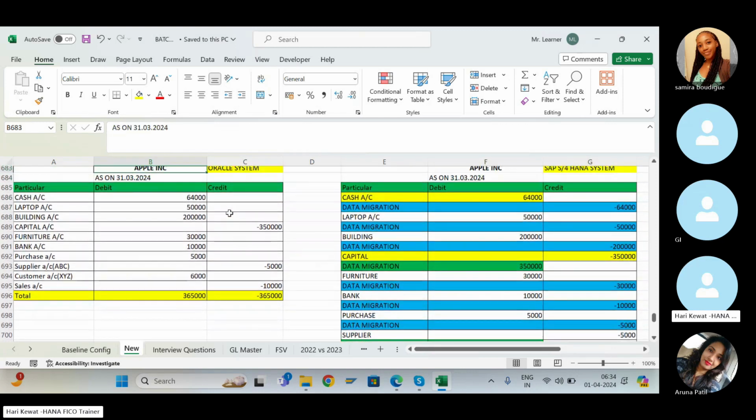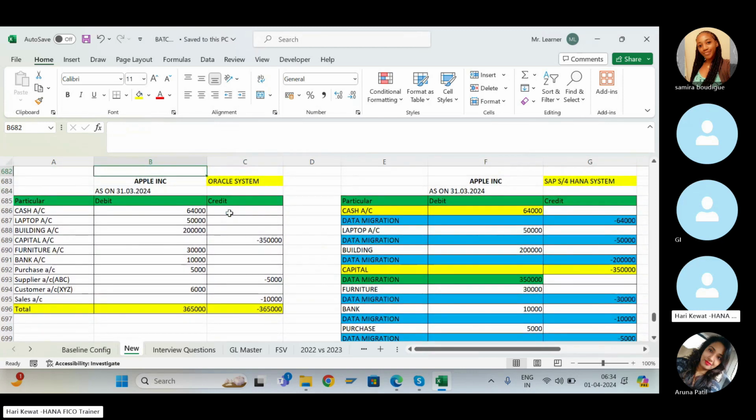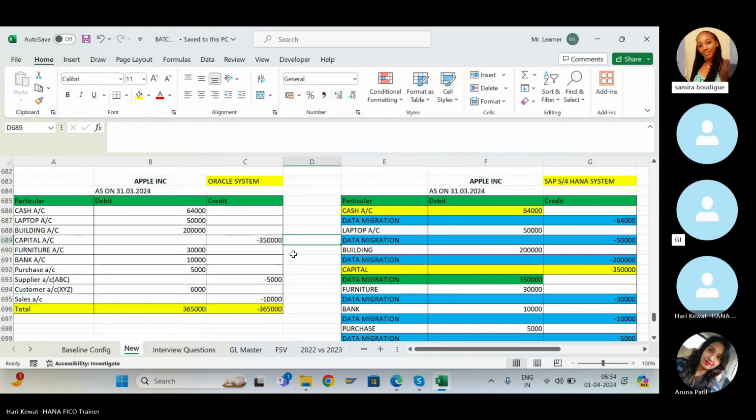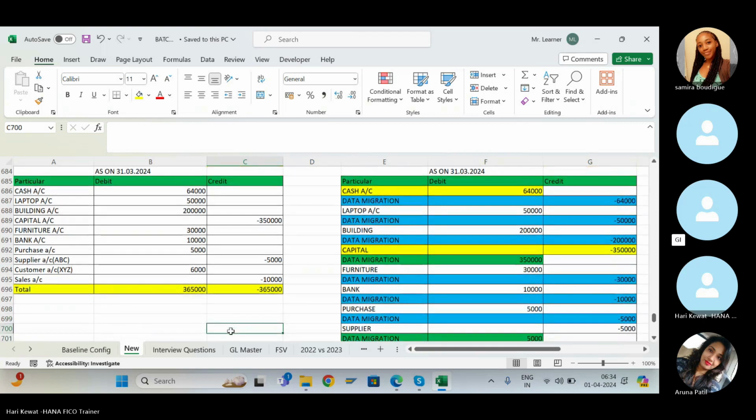Is it clear, everyone? You're understanding what I'm trying to teach here? Is it clear, or any doubt? Sir, hello. Yeah, ask me. Sir, you told like this, retained earnings account and data migration account. So both next year the balance will be zero, right?